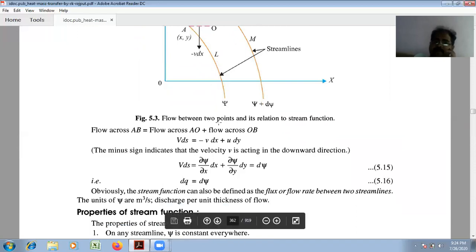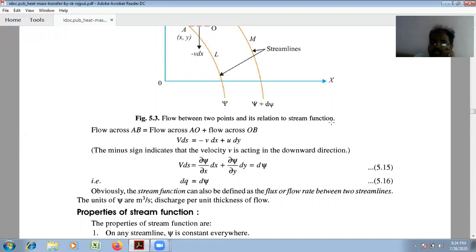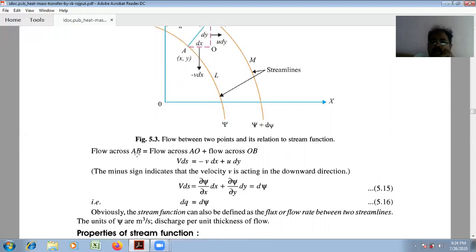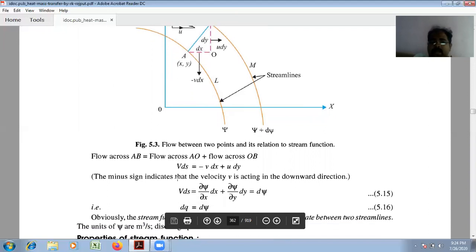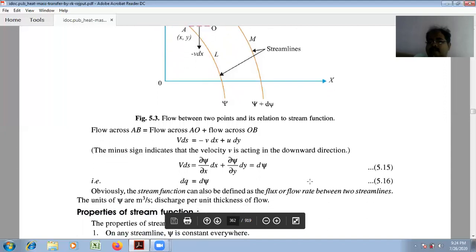This is the flow between 2 points and its relation to the stream function. The flow across AB is equal to flow across AO plus flow across OB. Means when we consider AB as a flowing part, then OA and OB are the parts through which the flow is possible. Okay. So dq is equal to minus v into dx plus u into dy, and the negative sign indicates the velocity v is acting in the downward direction.